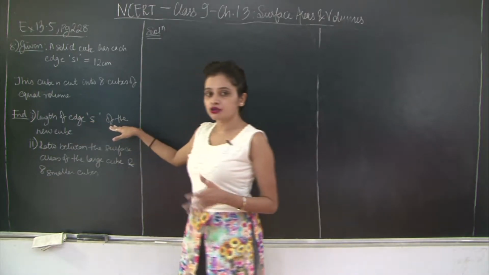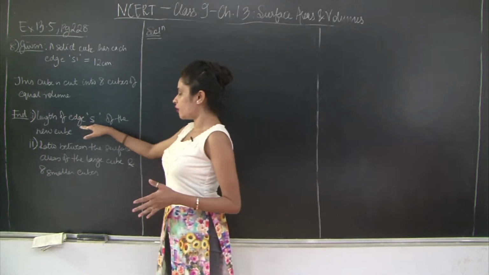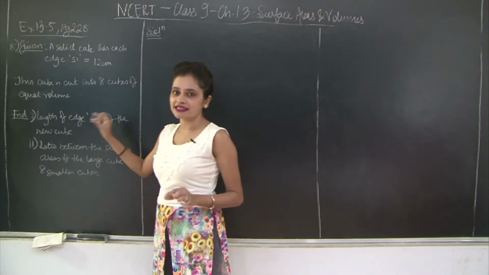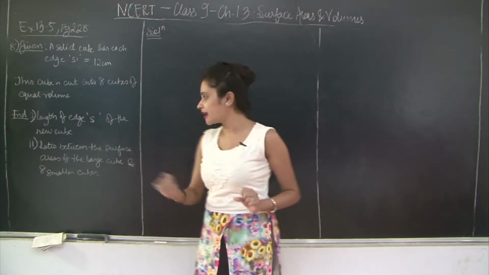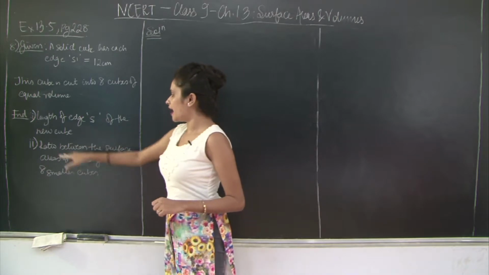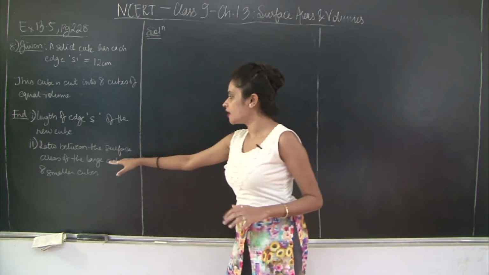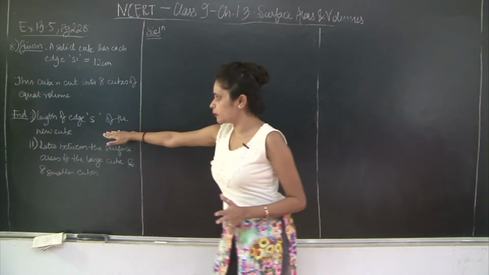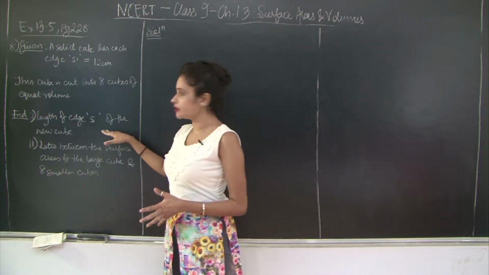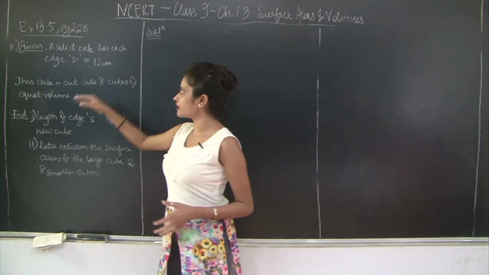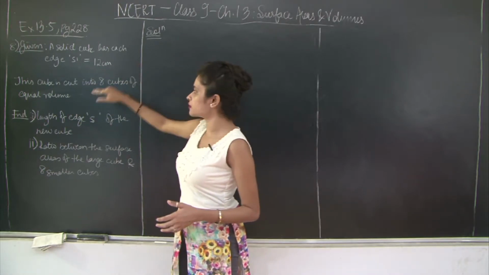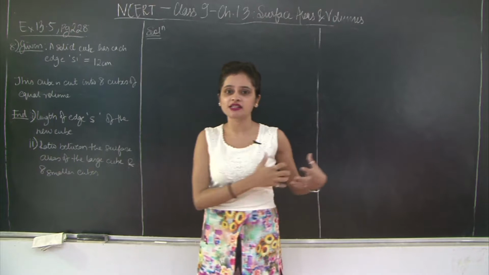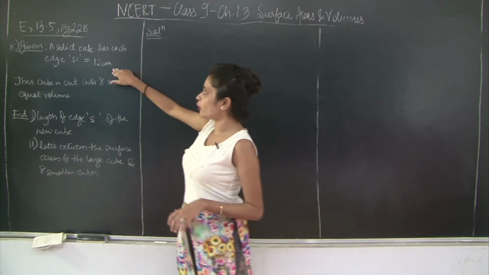You need to find two things. First is the length of the edge S of the new cube, that is the length of each small cube, and I've given it a name as S, and the ratio between the surface areas of the large cube and the 8 smaller cubes. So we will first solve the first section, wherein the volume of this solid cube is going to be equal to the volume of the 8 smaller cubes. So what is the volume of this cube going to be?